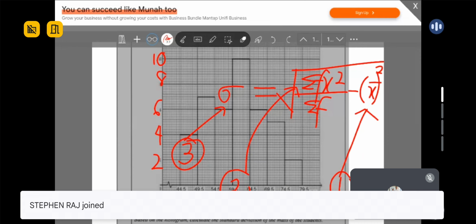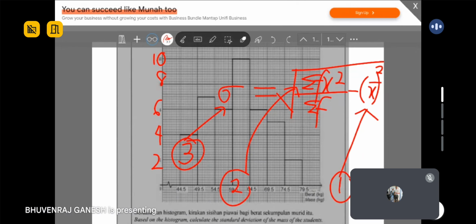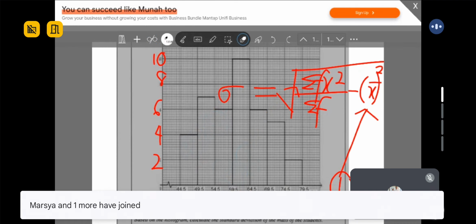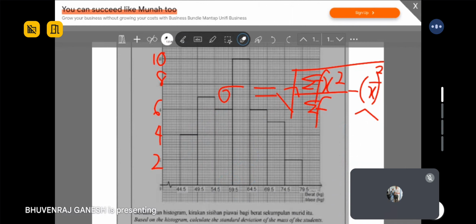Okay guys, siapa-siapa yang dapat jawapan kat sini, can you all share? Anyone who got it already or still trying? Siapa kat sini tak tahu macam mana nak buat? Who doesn't know how to solve this question? 4 marks, you know guys. This question, 4 markah.